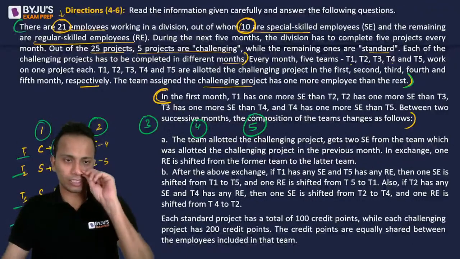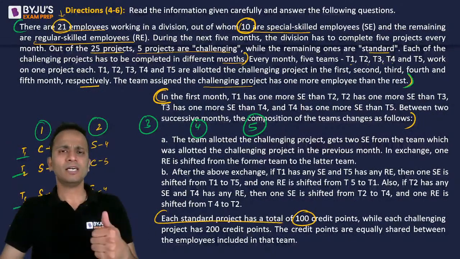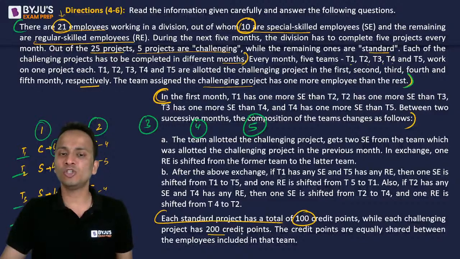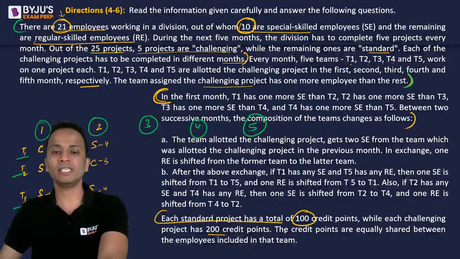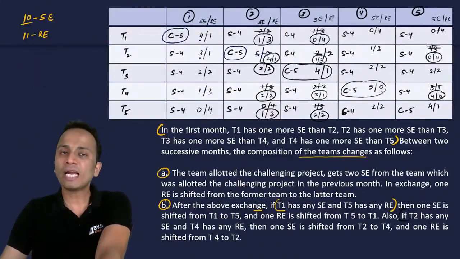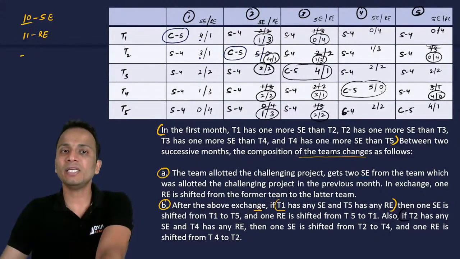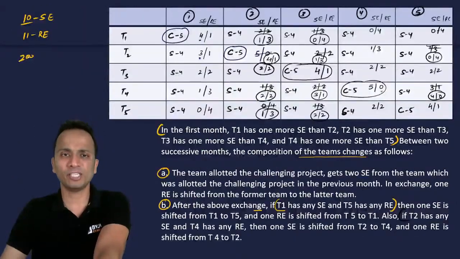Now, one thing that was left was at the bottom of the screen: each standard project has a total of 100 credit points, and each challenging project has 200 credit points. The credit points are equally shared between the employees in that team. So, if I look at month number 1, team 1 was given the challenging project, so it will get 200 credit points, and this will be divided among 5.